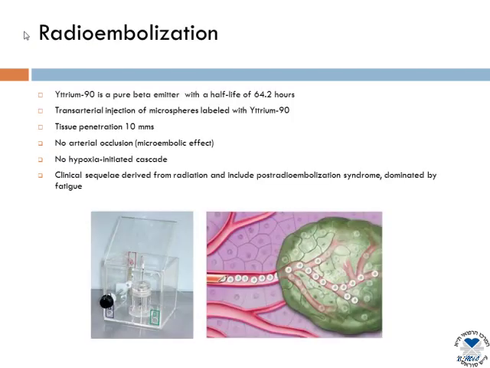How about radioembolization, the final topic of my talk? You will hear more and more about yttrium-90. This is a pure beta emitter with a 64-hour half-life. What we do is we get in the container here beads that are loaded with yttrium, and then in a transarterial fashion we inject the affected area of the liver.